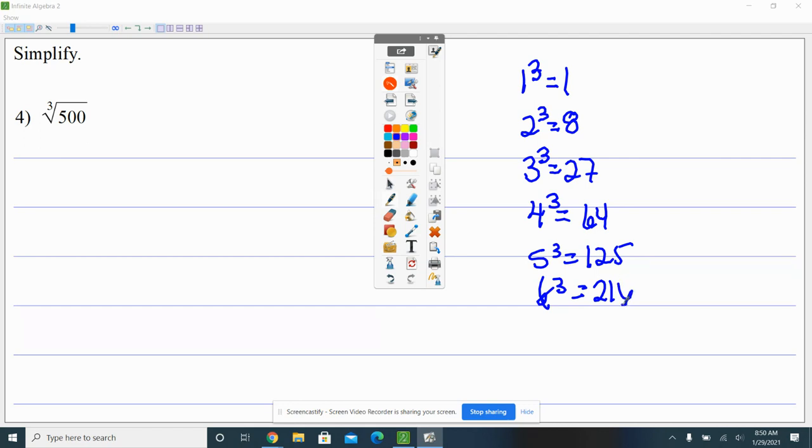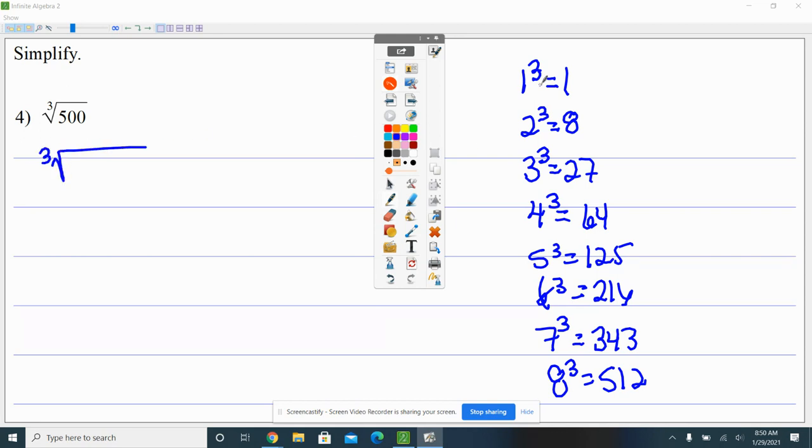7 to the third, 343. And that's as high as I need to go because I know that 8 to the third is going to be too big. That's 512. So this is definitely not a perfect cube, but I can simplify it.